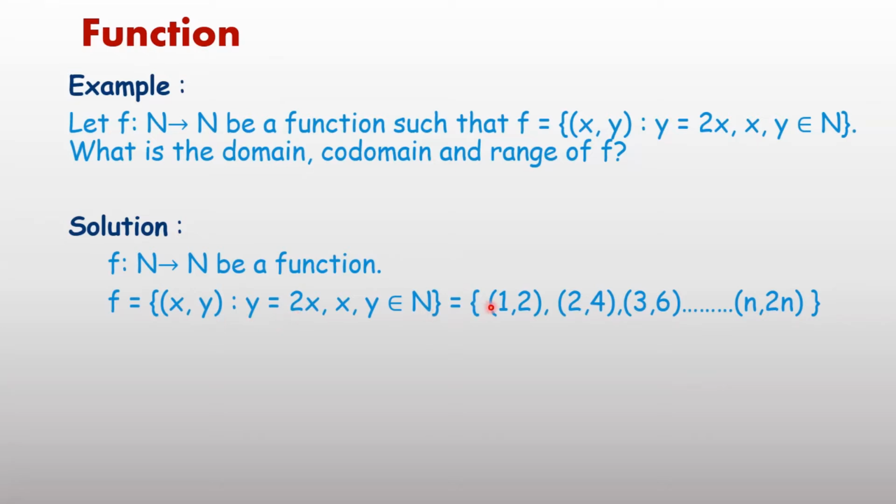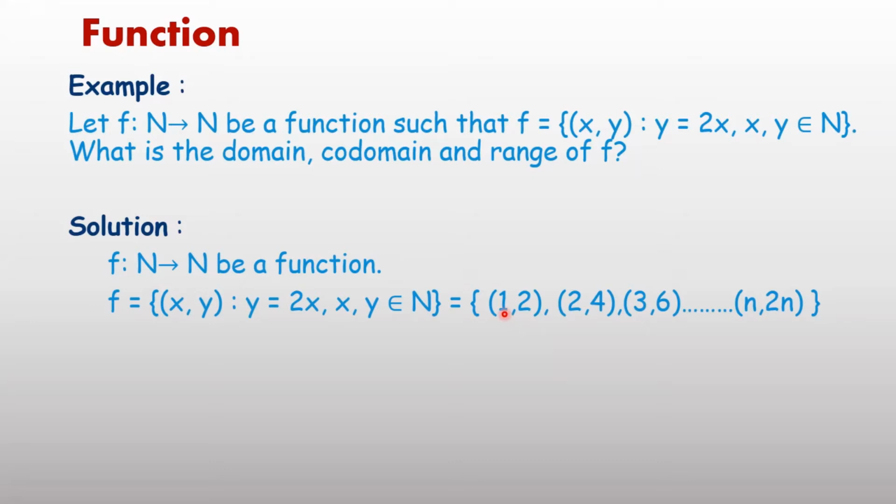If x = 1, then the value of y is 2 times x, so y = 2. x = 2, 2 times 2 is 4. x = 3, y = 6. x = 4, y = 8. x = n, y = 2n. The collection of all ordered pairs is written here. If anyone asks to find the domain of this function, I hope we can easily find it.